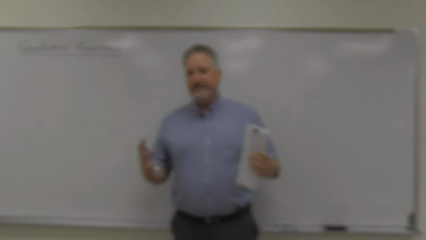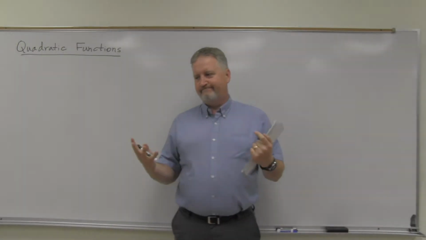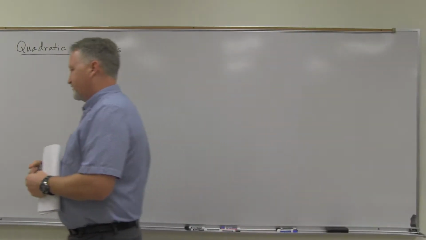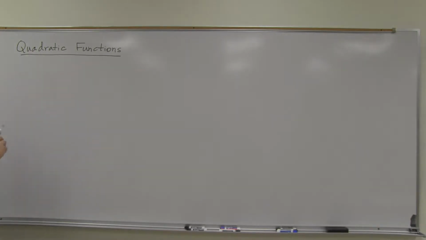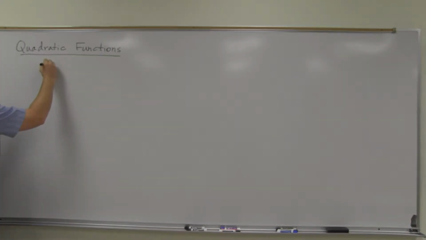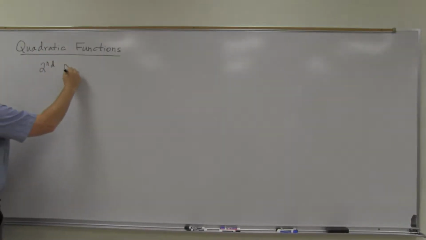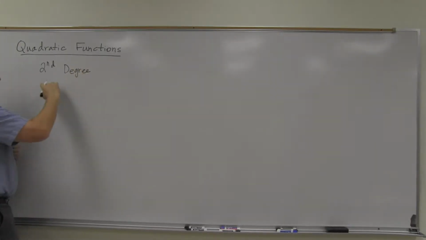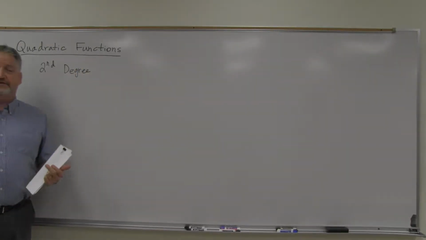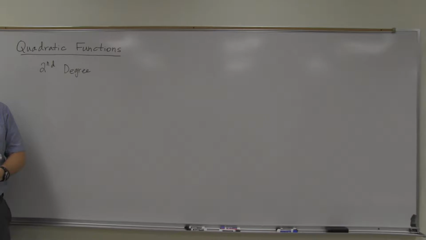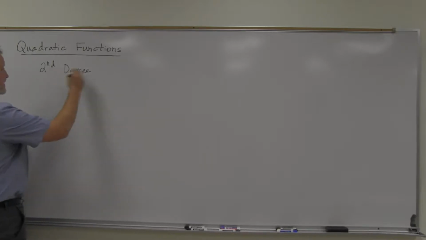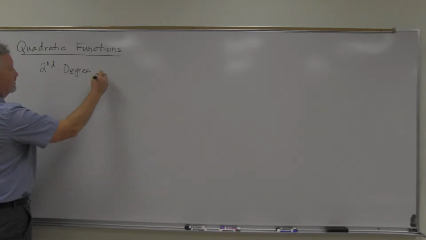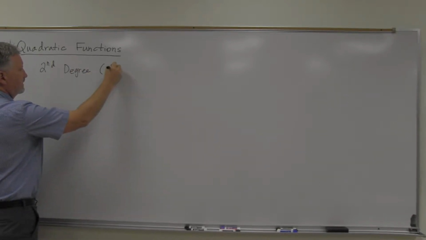Quadratic functions are second degree functions. I guess we could call them, for short, x squared functions. And we're just going to work our way up degree-wise. We talked about linear functions, which were first degree functions, lines. So yeah, we're just working our way up. And we're going to consider second degree or x squared equations.